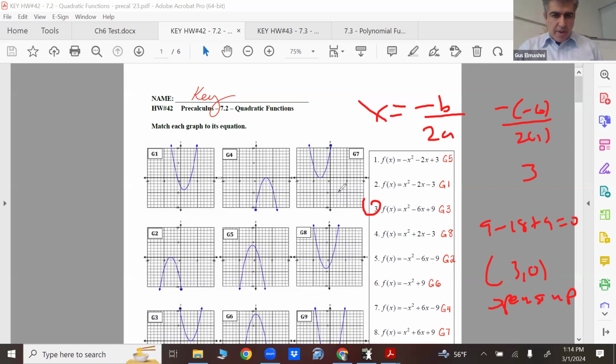So you look at 3 comma 0, which is going to be right here, and it opens up. That's the only one that does that. So that's how you can go about those problems, just so you know. I'm not going to go through all 9 because that just takes too long.